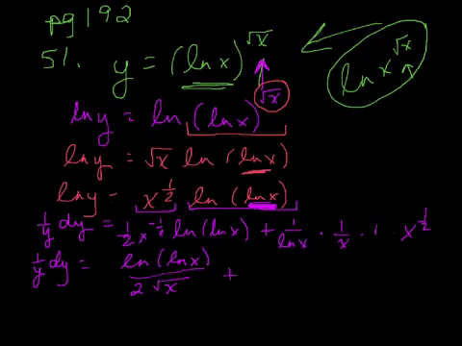Plus, let's see, I've got x to the 1/2 on top. On the bottom, I have an x and a natural log of x. I can cancel those two x's. So again, you're subtracting exponents, right? 1/2 minus 1 gives me negative 1/2.